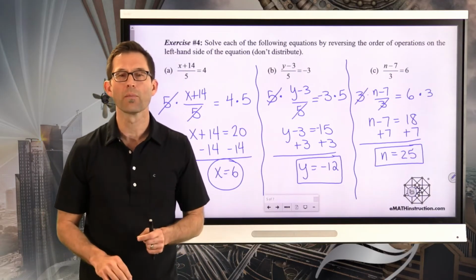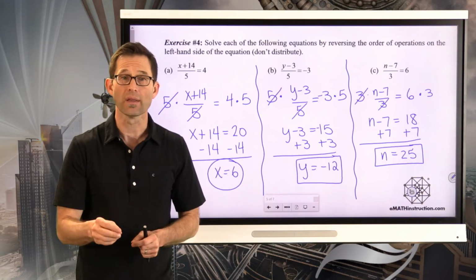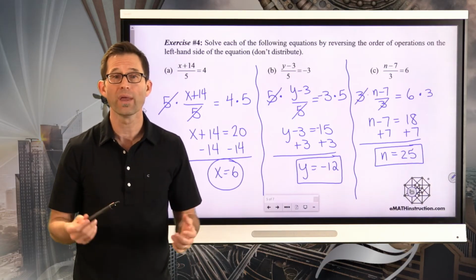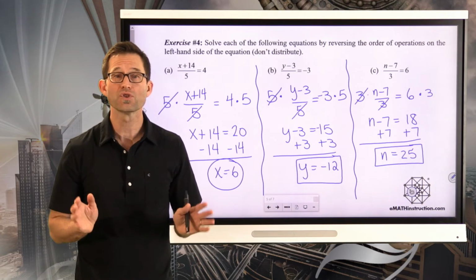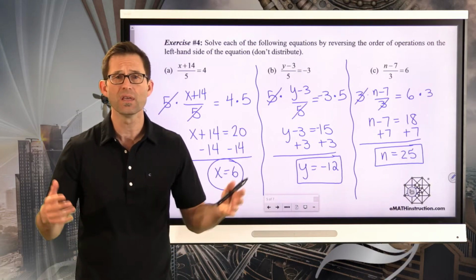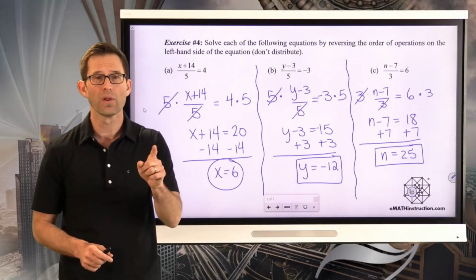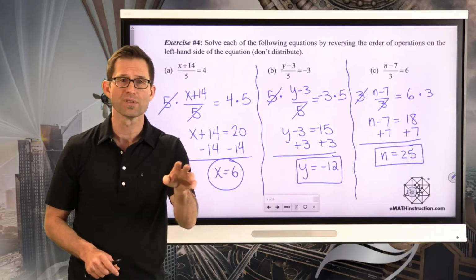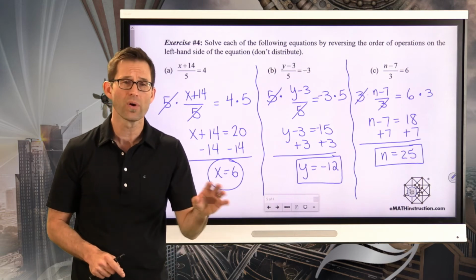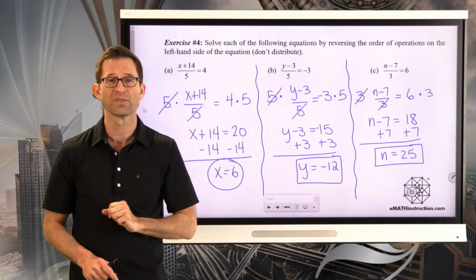We look at the variable and we say, what has been done to it? And this is particularly useful in equations where the variable only shows up once. If the x, the y, the n, the z, the w, whatever, is just there once in the equation, then we should be able to look at it and go, this is what happened first, this is what happened second, this is what happened third, etc., and then undo each one of them in the opposite order.